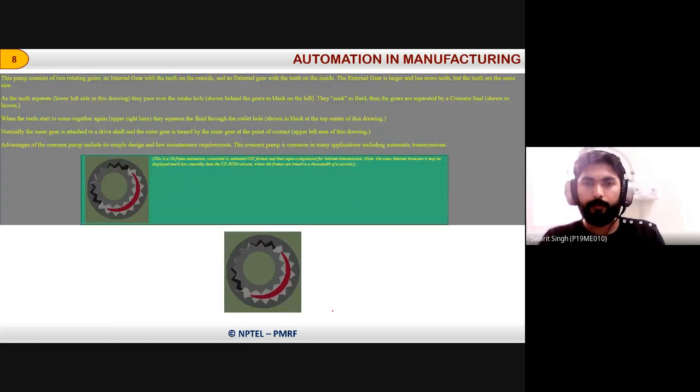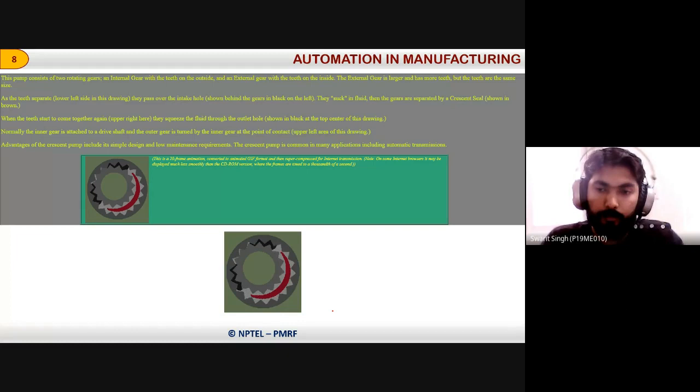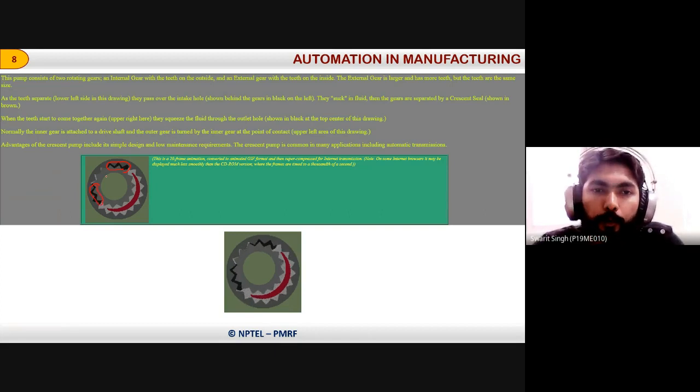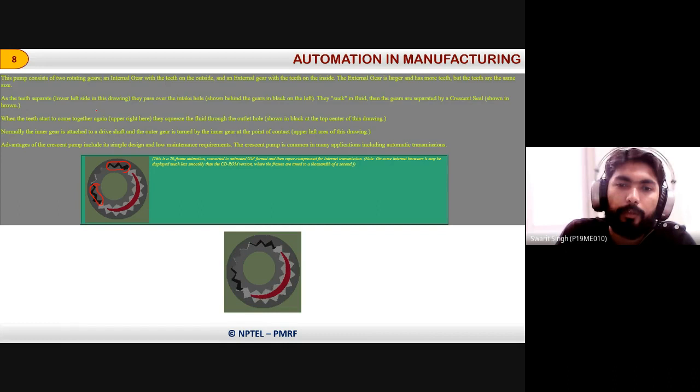Okay. So it is here now. So we are talking about that crescent. Okay. So the crescent is this point of the pump. Okay. So what it says is already written here. I just copied it from a source on the internet.